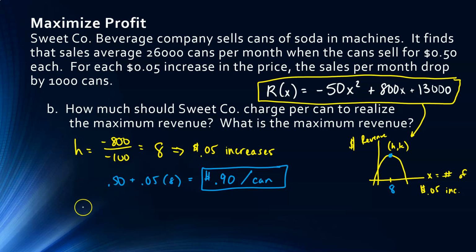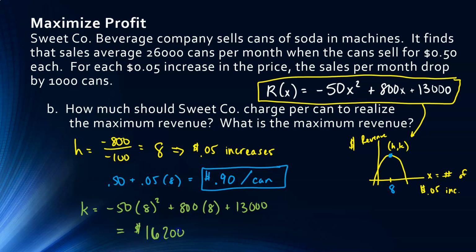So we're going to plug that into the equation to find our k. That would be the y value. So we would take negative 50 times 8 squared, plus 800 times 8, plus 13,000. And when you do that, you end up getting $16,200, which would be the total maximum revenue that they would make if they had 8 5-cent increases, or sold each can for 90 cents apiece. So that's how we do a maximized profit.